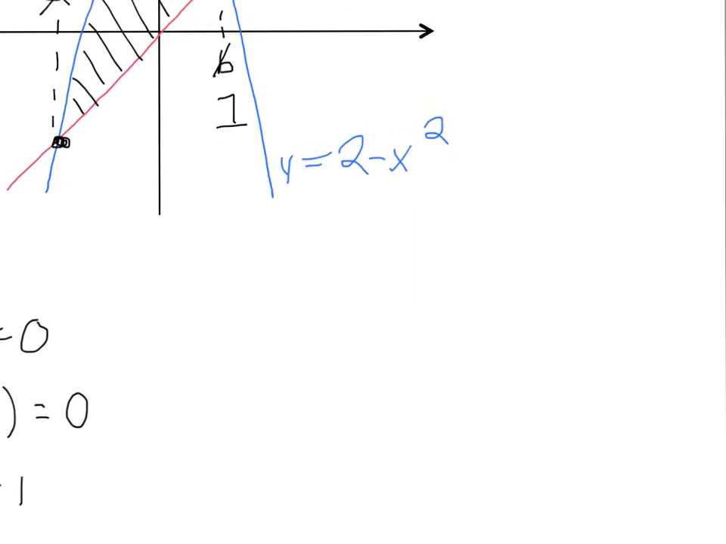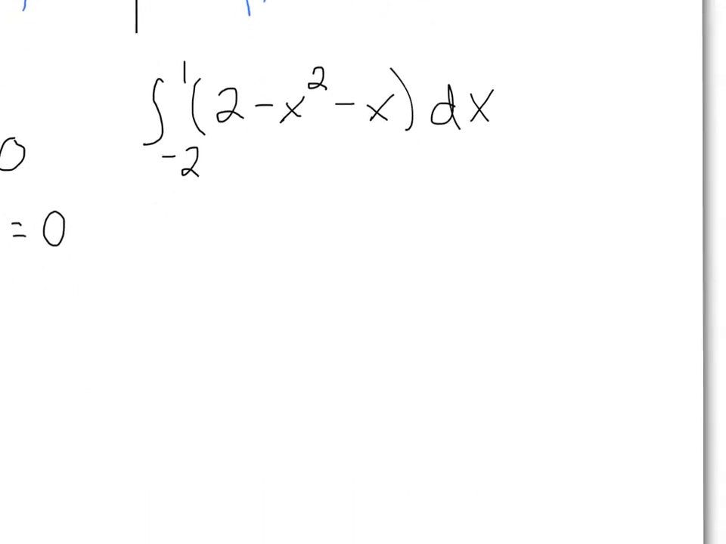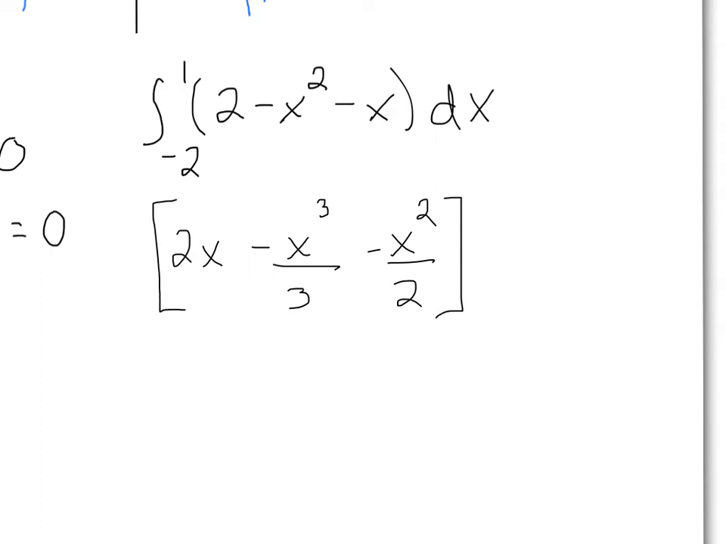All right, so let's set up our integral. We know we're going to be going from negative 2 to positive 1, and we will be doing top curve minus bottom curve. All right, the blue curve is consistently on top throughout the whole thing, right? So we can say 2 minus x squared, and then minus our bottom curve, which is just x. So that's nice. All right, and then we'll integrate. All right, 2 integrates to 2x minus x cubed over 3 minus x squared over 2, and we'll evaluate this thing between negative 2 and positive 1.